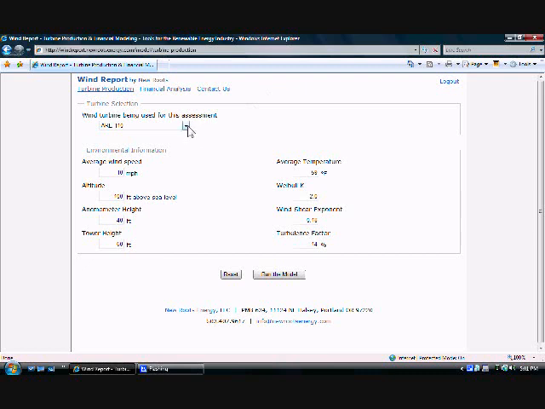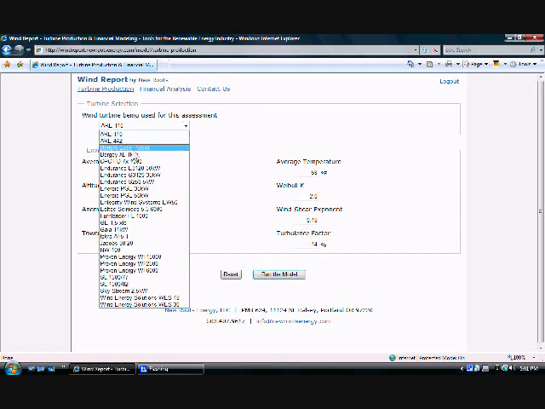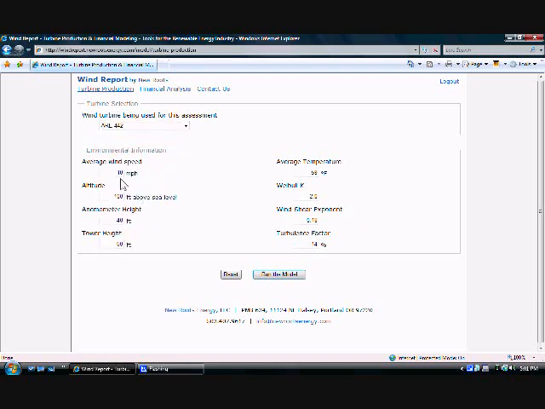To generate your turbine production report, first select a wind system from the drop-down menu. Then, enter site-specific environmental information in the next section. That includes average wind speed, altitude, anemometer height, tower height, average temperature, Weibull-K, wind shear exponent, and turbulence factor. These last three have default values that can be changed based on your site-specific data, but for now, we'll just leave them how they are. After inputting your site-specific data, click Run the Model.